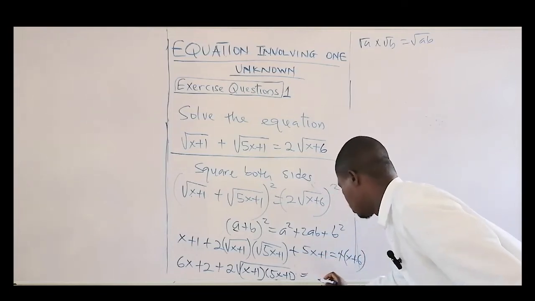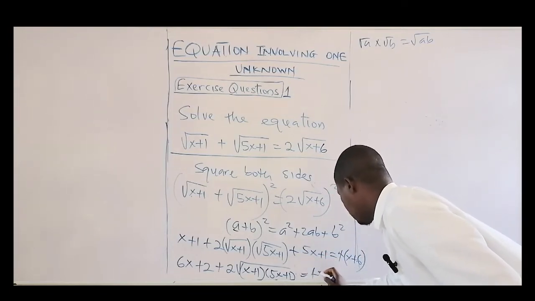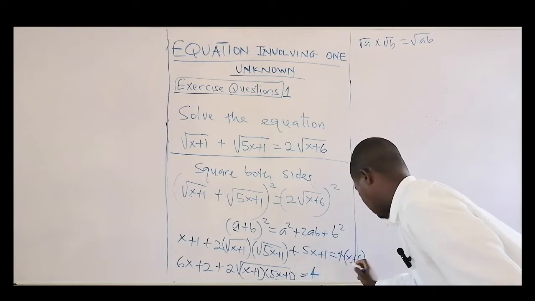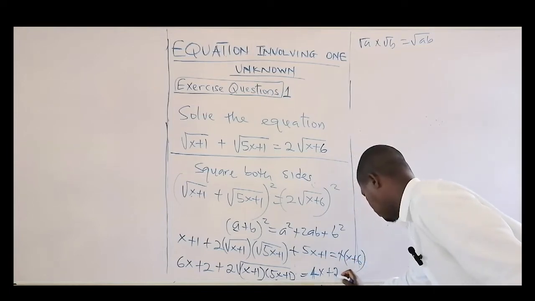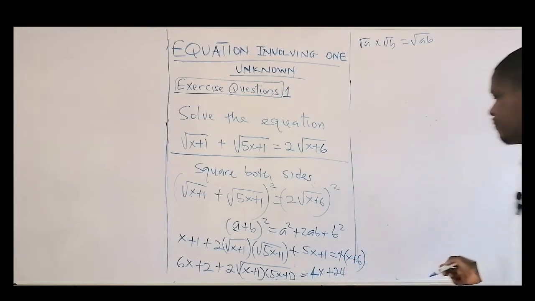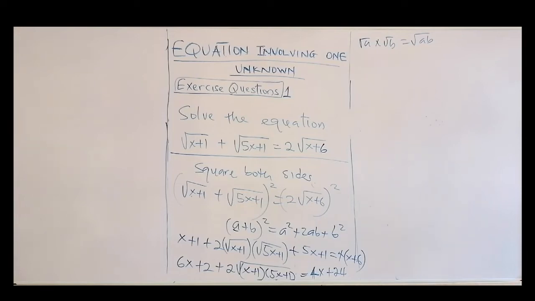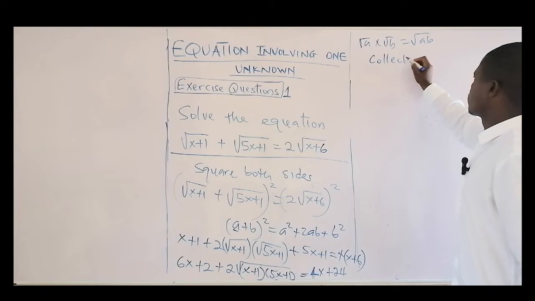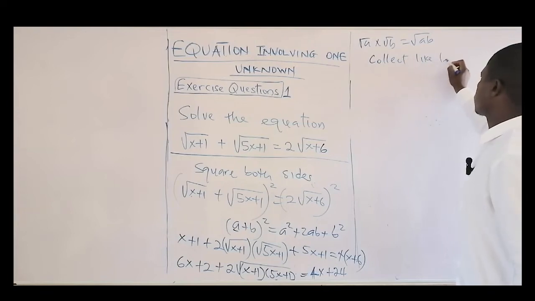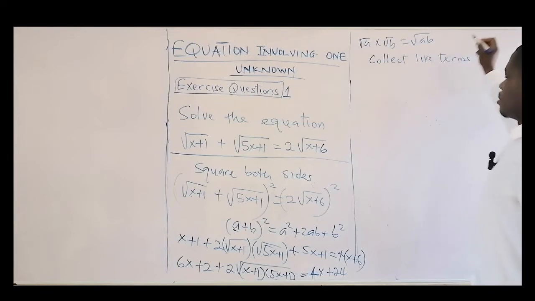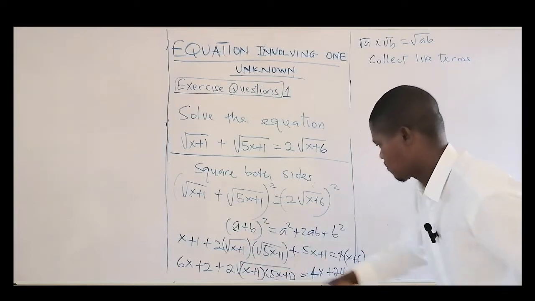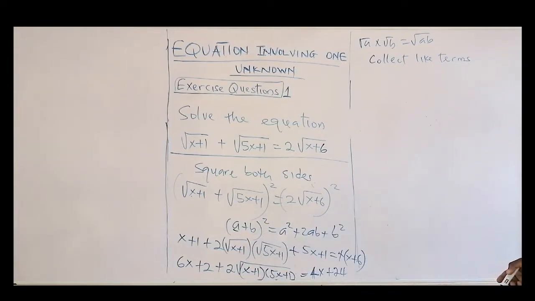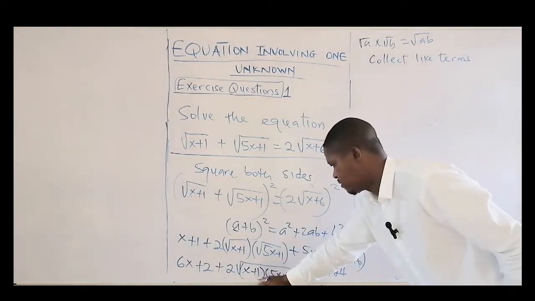So equal to 4. You can expand this also. 4 times this, that's 4x plus 24. 4 times 6, that's 24. So collect like terms. If you collect like terms, this one can go to the other side. Or okay, let's just leave this radical here.